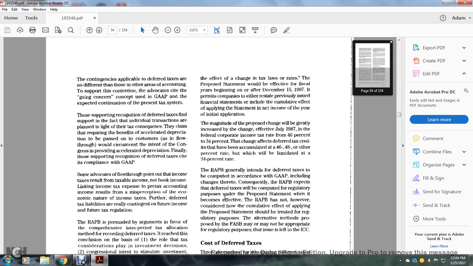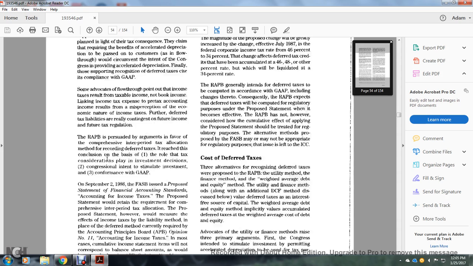The contingency is as applicable to deferred tax as to the other areas of accounting being used to support the contention of the advocates, consistent with the concept of generally accepted accounting principles and the continuation of the present tax system. The supporting recognition of deferred tax is supported by the fact that individual transactions are planned in light of the tax consequences, which require the benefits associated with depreciation to depend on the customer, and flow-through would circumvent the intent of Congress in providing accelerated depreciation. Finally, such recognition of deferred taxes is cited as compliance with generally accepted accounting principles.